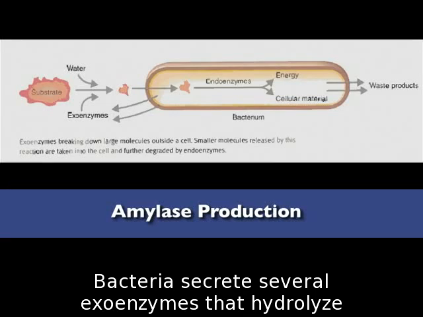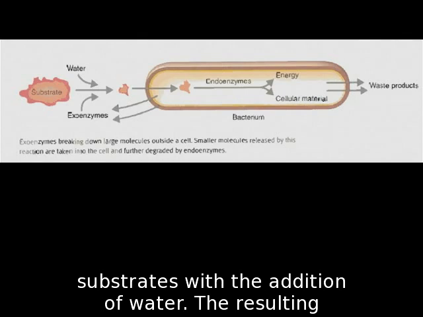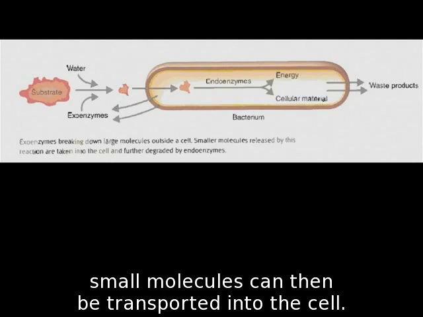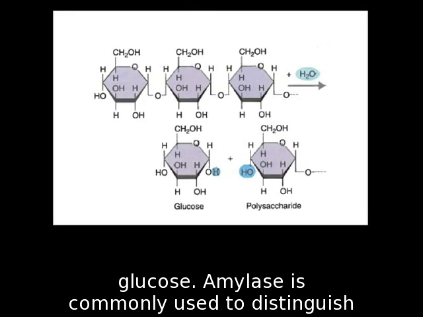Bacteria secrete several exoenzymes that hydrolyze large molecules. Hydrolytic enzymes break down large substrates with the addition of water. The resulting small molecules can then be transported into the cell. Amylase hydrolyzes the polysaccharide starch into glucose.